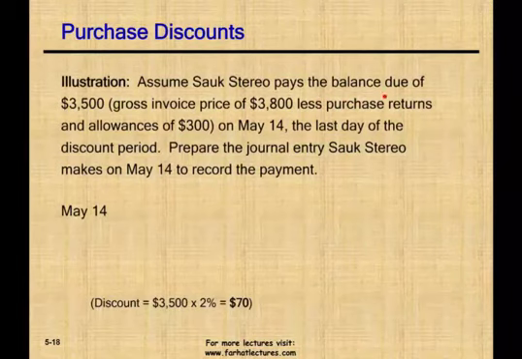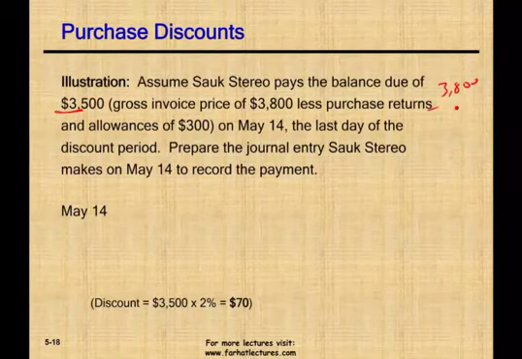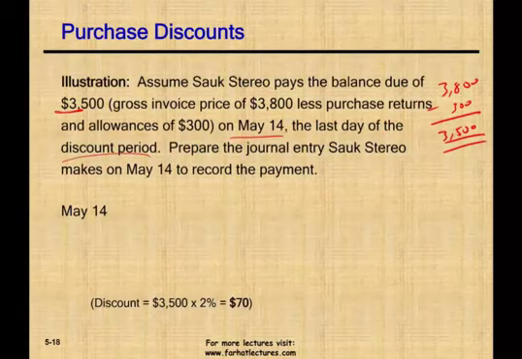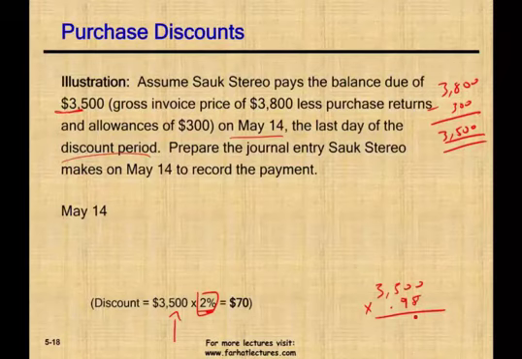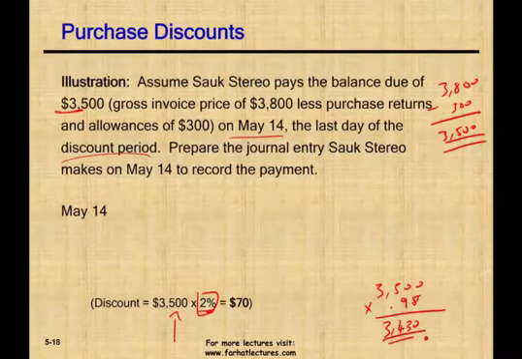Assume Soak Stereo pays the balance of 3,500. Remember, we purchased 3,800 initially, then we returned 300. Therefore, we only owe them 3,500 on May 14, the last day of the discount period. Now, remember, they gave us a discount of 2%. So if we owe them 3,500, we're going to get 2% off. Another way to see this, if you take 3,500 times 0.98, 0.98 means you're only paying 98%. It means you are going to pay $3,430, okay? Which is $70 off.